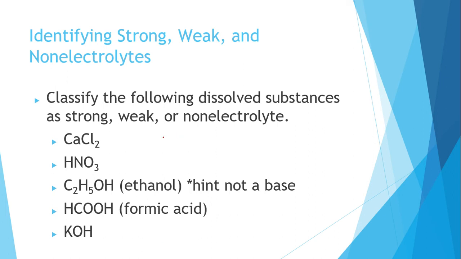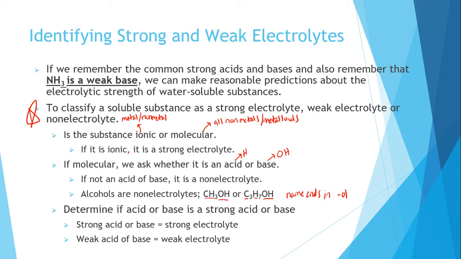So let's start with calcium chloride. The first question you should ask yourself, is it ionic or molecular? And you should automatically realize that this is ionic because calcium is a metal. And remember, if it's ionic, they're always going to be considered strong electrolytes. And we can look back on my thing. If it's ionic, it's a strong electrolyte.